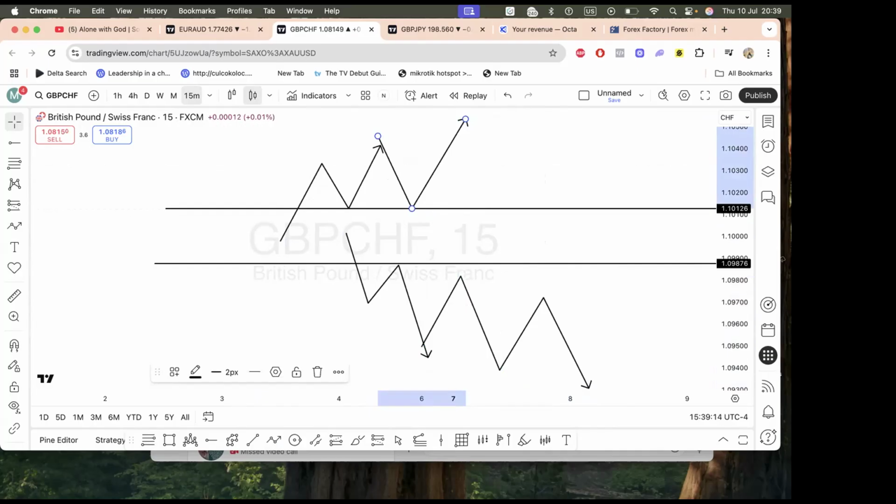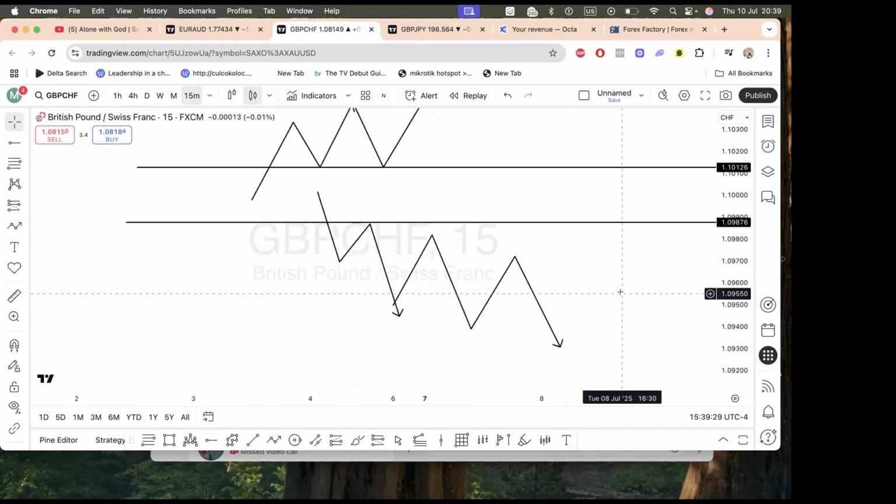Exactly. This is just the beginning for market structure change, using just support and resistance. The truth is that if you even want to advance in this thing, you need to first understand support and resistance.